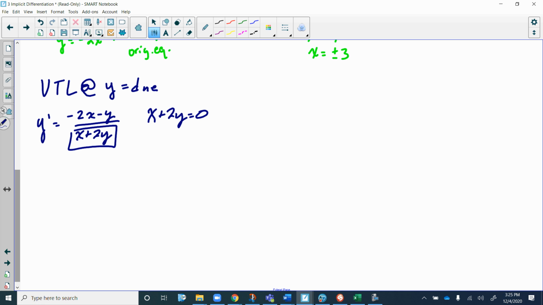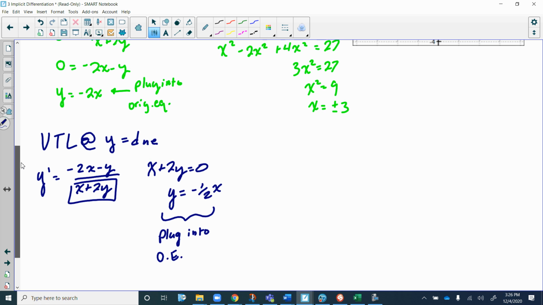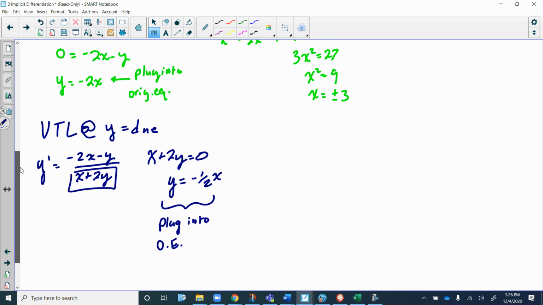And we'll do the same thing here. We're going to solve this in terms of y. So here I'm going to get y is equal to negative 1/2 x. And I'm going to do the same thing that I did for the horizontal tangent line: I'm going to take this and plug it into the original equation. And let's see what we wind up with. Let me see if I can slide it up here so we can see the original. Not a ton of space here.